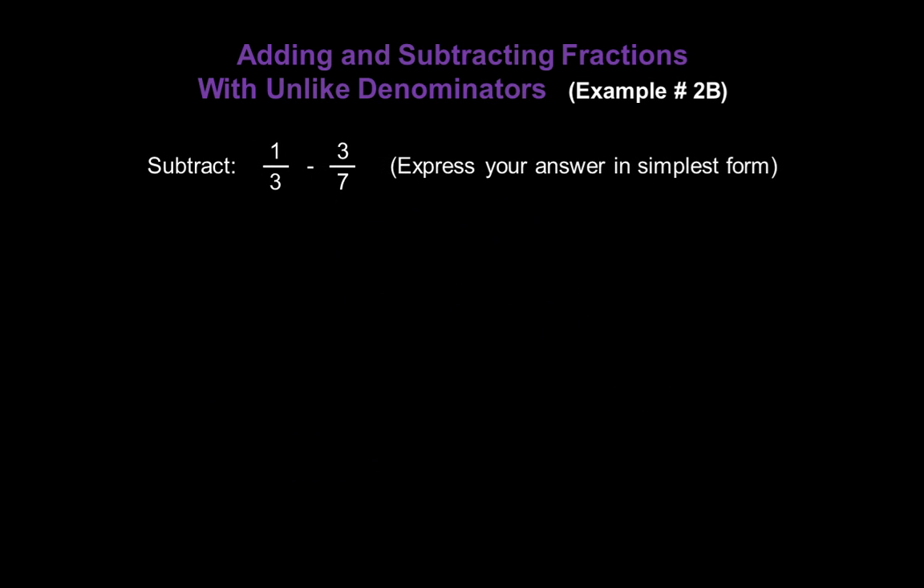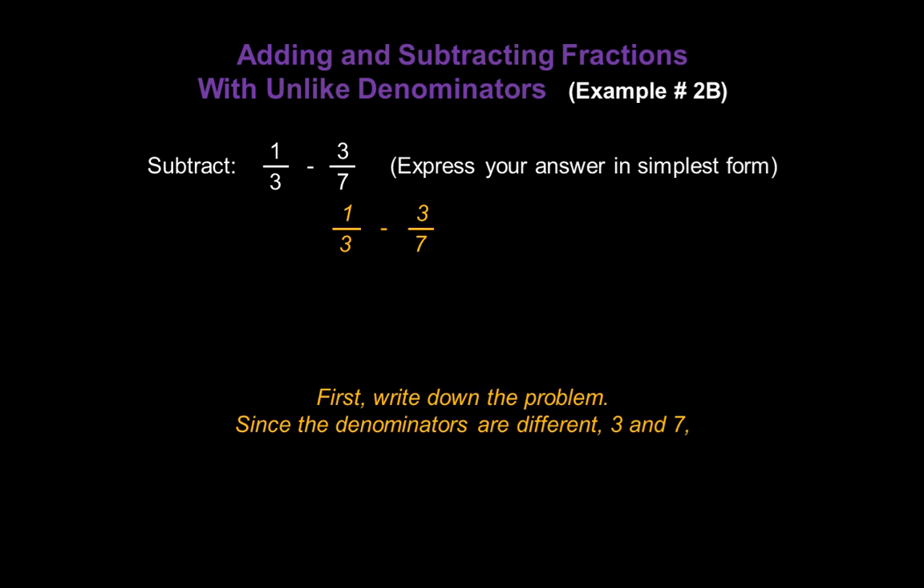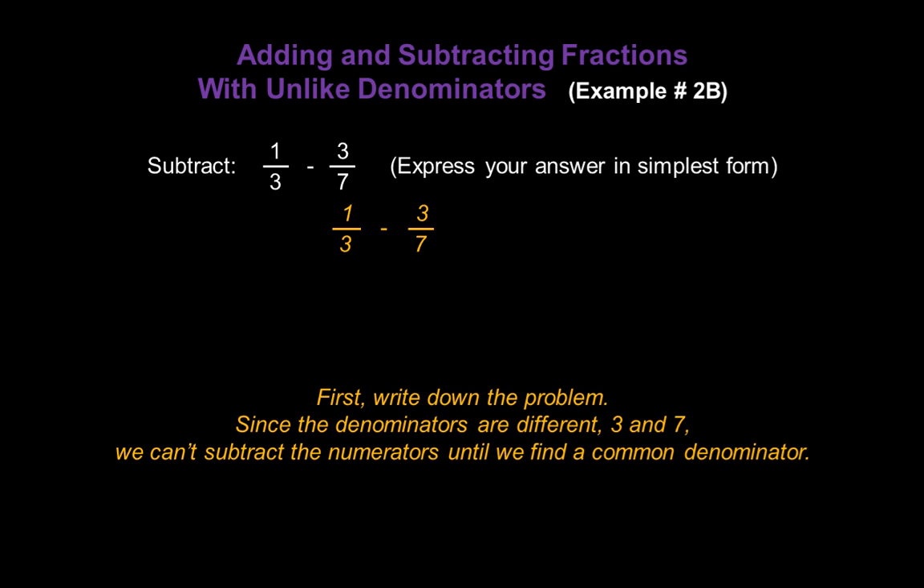Now let's subtract 1/3 minus 3/7. Again, we'll express the answer in simplest form. We start by writing down the problem. 1/3 minus 3/7. Again, the denominators are different. They're 3 and 7. We can't subtract the numerators until we get a common denominator for both fractions.